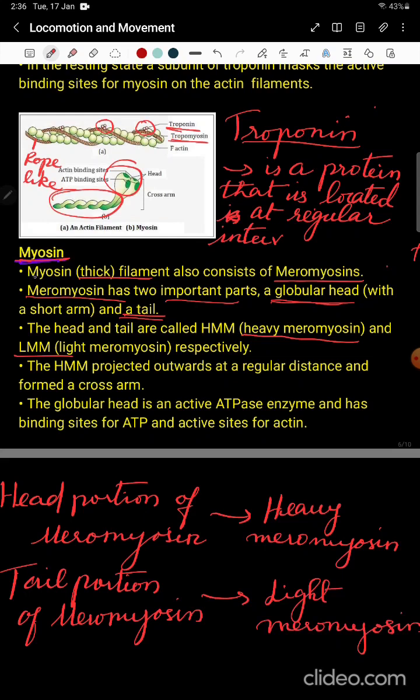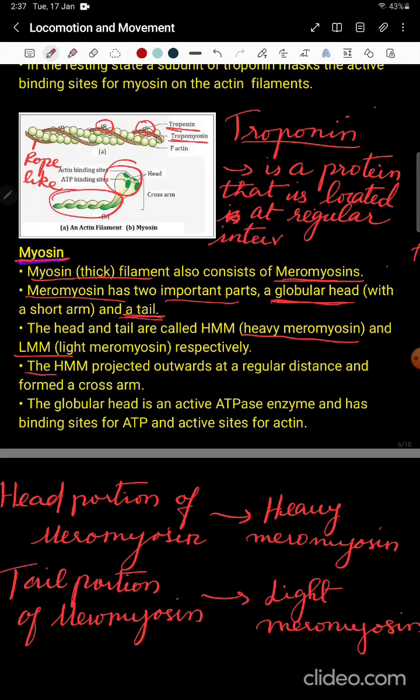So again I am reading: myosin, the thick filament, also consists of meromyosins. It is one of the components of myosin. The meromyosin comprises two important parts: one is a globular head, meaning a round-shaped head, and the other is the tail. The head portion of meromyosin is called heavy meromyosin and the tail portion is called light meromyosin.